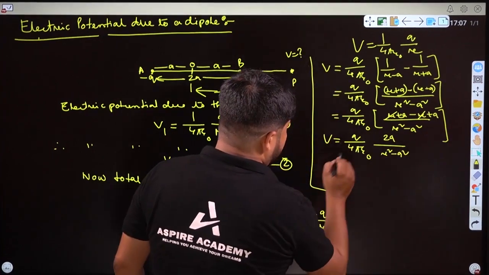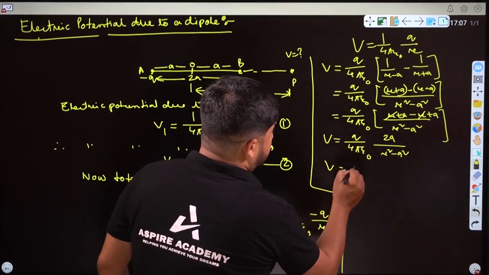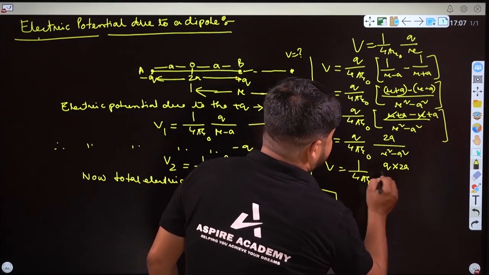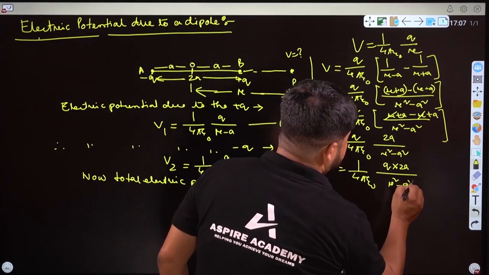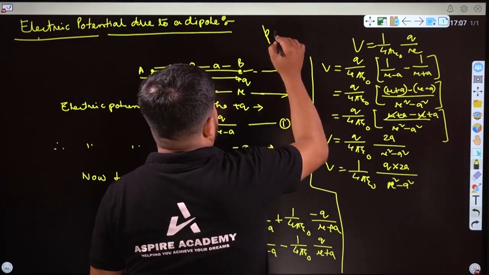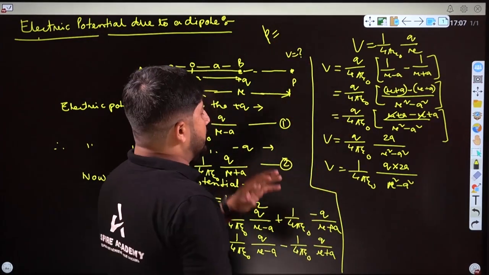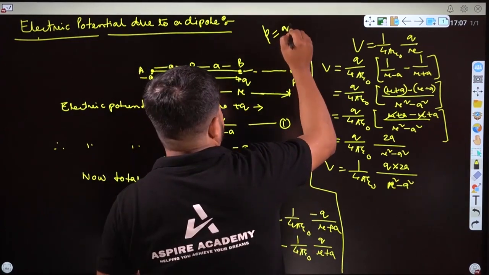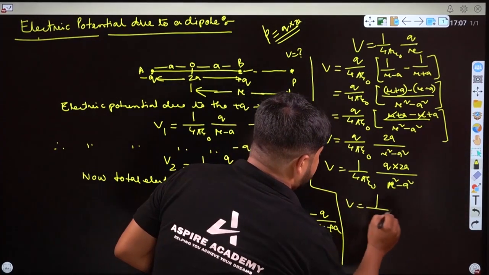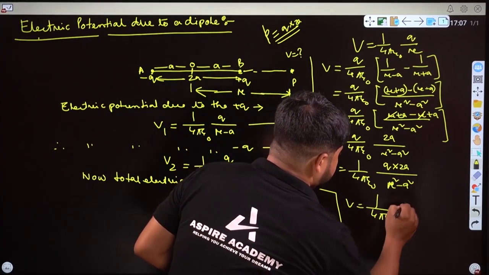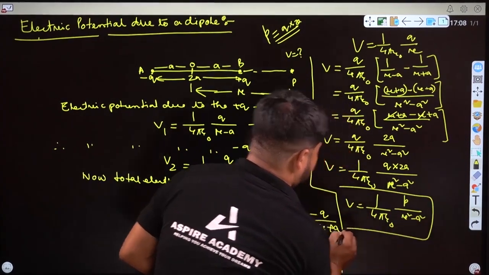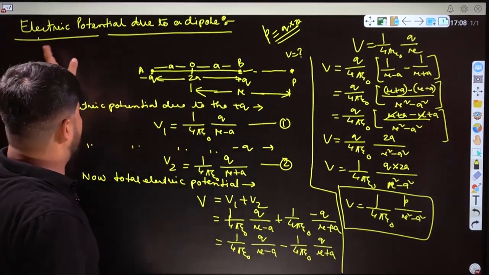So this is V. So V is equal to what? 1 by 4 pi epsilon naught Q into twice A divided by R square minus A square. But we know Q into twice A is the dipole moment, or dipole strength. Dipole moment is equal to Q into twice A. We know this formula. So now place this value here: 1 by 4 pi epsilon naught P by R square minus A square. So this is the electric potential due to a dipole.